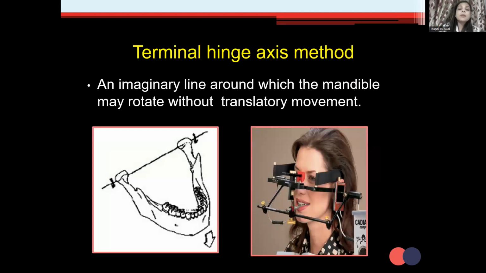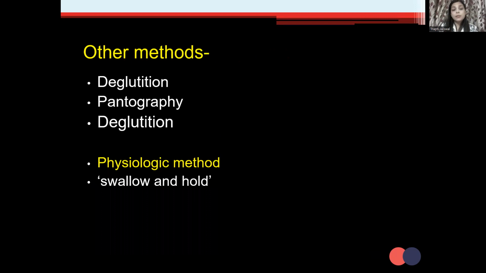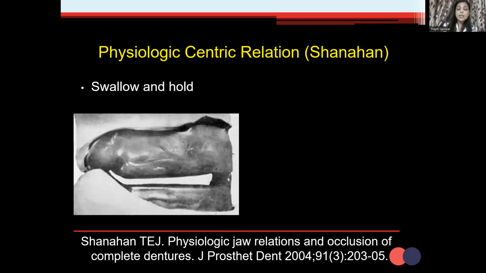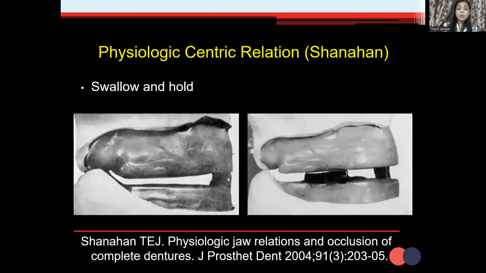Another method is the terminal hinge axis method. It is an imaginary line around which the mandible may rotate without translatory movement. Other methods are the deglutition method, pantographic method, and the physiological method, swallow and hold. This physiological centric relation swallow and hold method was given by Shanahan, in which the patient has to swallow and then hold in place, and the trough is made on the mandibular occlusal rim.